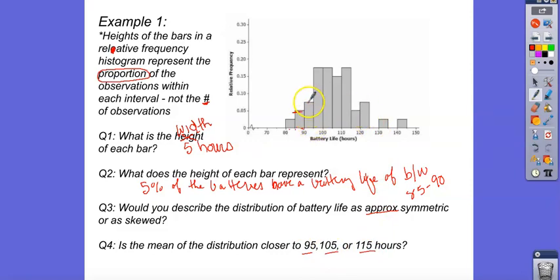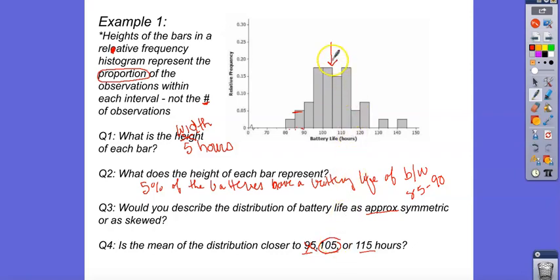Okay, 95 would be over here. I think that is too low, so I don't think I would go with 95. Okay, let's look at 105. 105, that looks about right to me. It's right about in the center. And 115, well, that's a little bit too close. I mean, then the values over here are much bigger than the ones over here. I would go with 105 if I was going to approximate the mean.